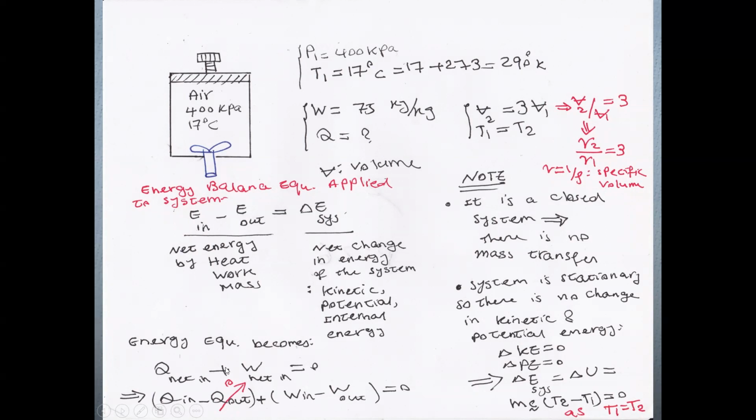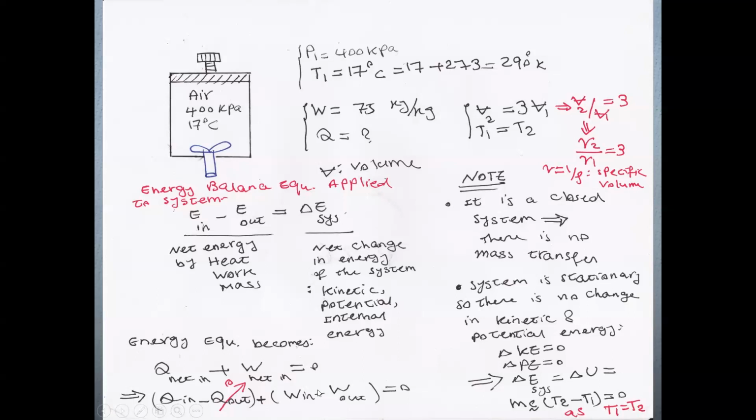Because we don't have the mass, we are going to divide both sides of this equation by M, the mass of this air. When you do that, this becomes capital W in general, but when you divide it by M, it becomes lowercase w, which is work per unit of mass. That's 75.